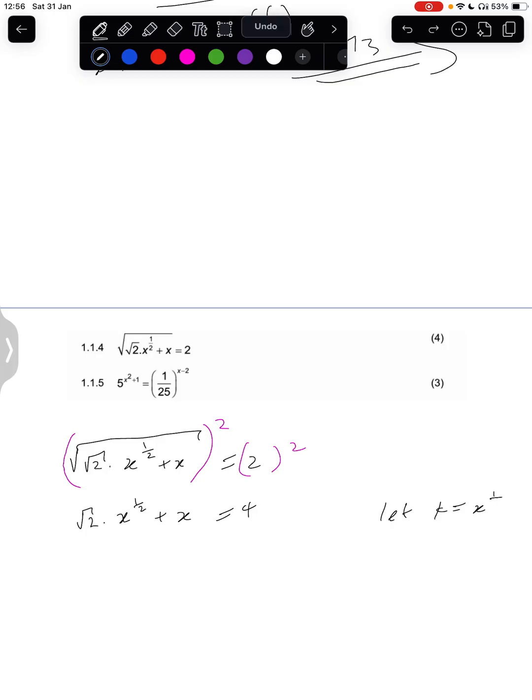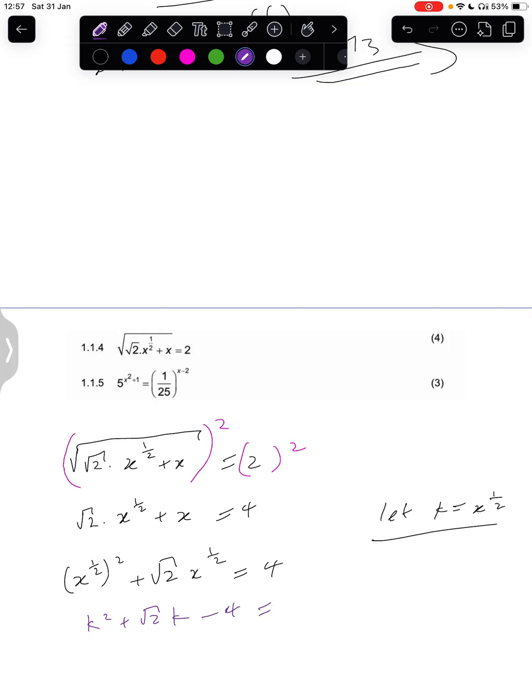We can do this, right? Or we can just solve directly. So the x here, we're going to rewrite it into this so that it has a quadratic form. So if we substitute k there, we'll have k squared plus root 2k minus 4 equals 0.